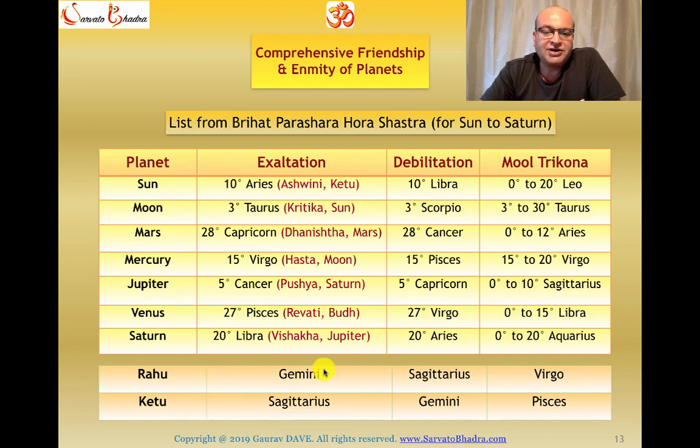Rahu has his exaltation in Gemini and debilitation in Sagittarius. He has Mool Trikona section in Virgo. And Ketu, just opposite to Rahu, has exaltation in Sagittarius, debilitation in Gemini, and Pisces is the Mool Trikona sign. So here Rahu is liking the sign of Mercury and Ketu is liking the signs of Jupiter, Devguru Brahaspati.